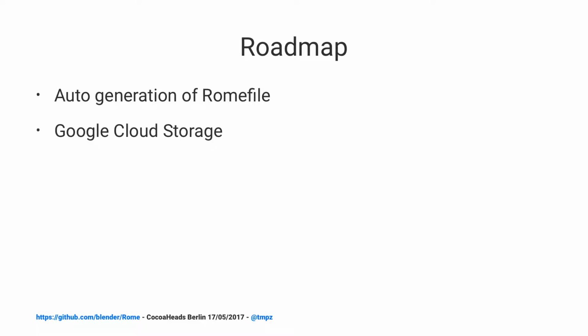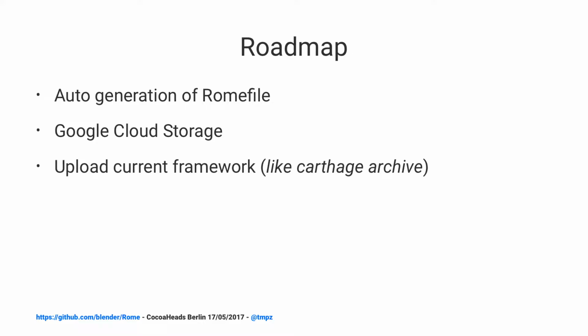So, where am I going with this? The next features that I think are going to be useful for people to have in Rome are the auto-generation of the Rome file as much as possible, because some of the mappings can be extracted automatically, especially the repository map. Add support for Google Cloud Storage. Not everybody uses S3, right? And add the possibility to upload the current framework, sort of like Carthage Archive. And I'm open to any suggestions that you guys might have.